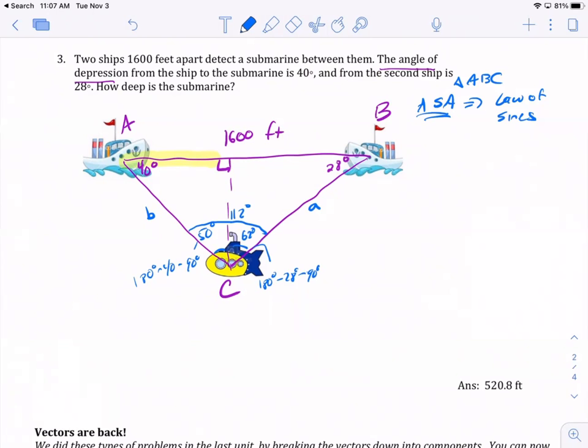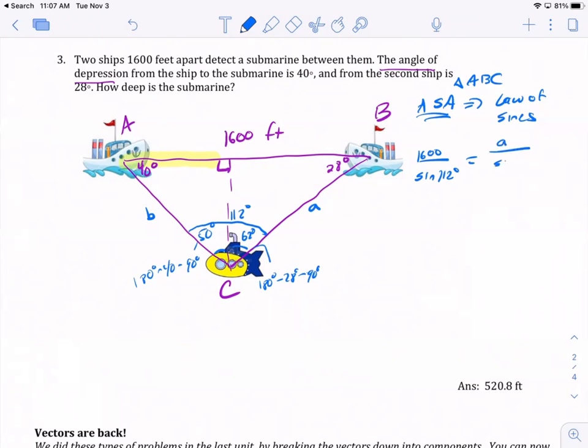You do 1,600 over sine 112. Yep. And then equals a over sine 40 degrees. Very nice. Keep going. Doing great. And then multiply sine 40 by both sides. Yep. And then you do a equals 1,600 sine 40 over sine 112, and then that equals. See what you get, because I solved it differently, so I don't have this one.